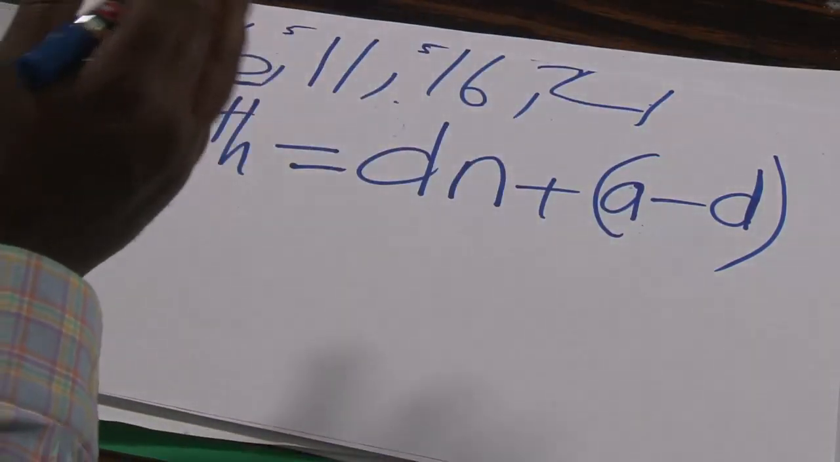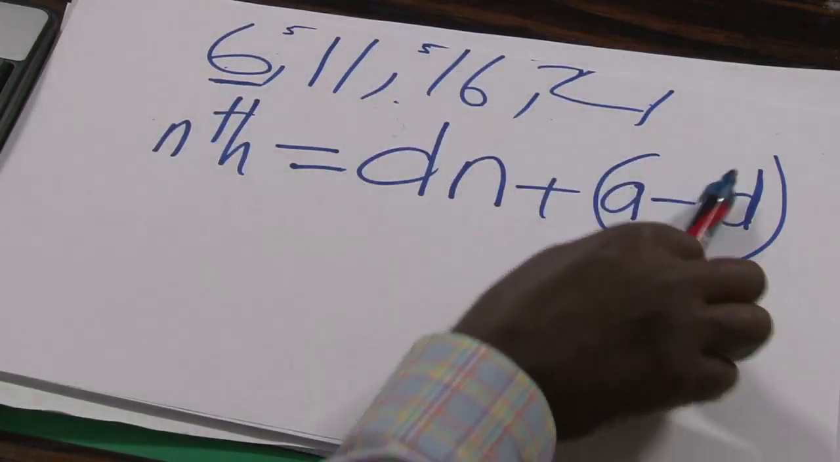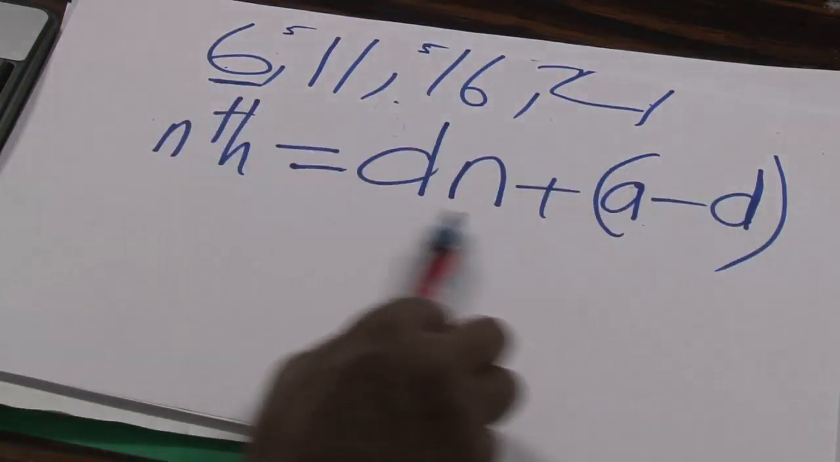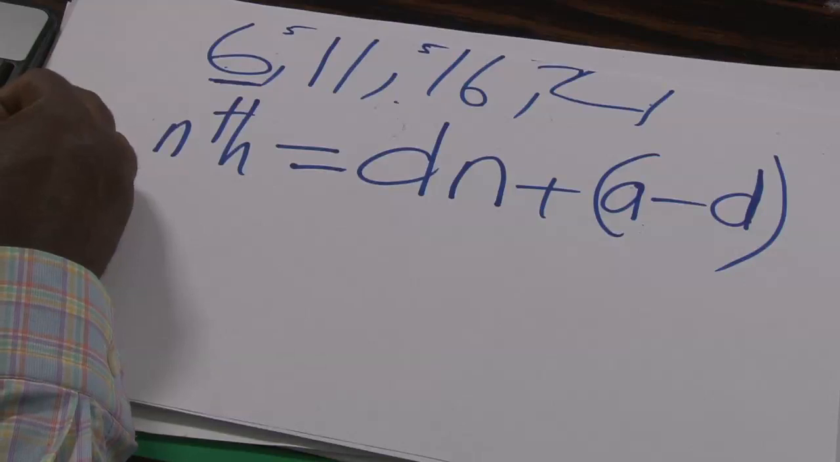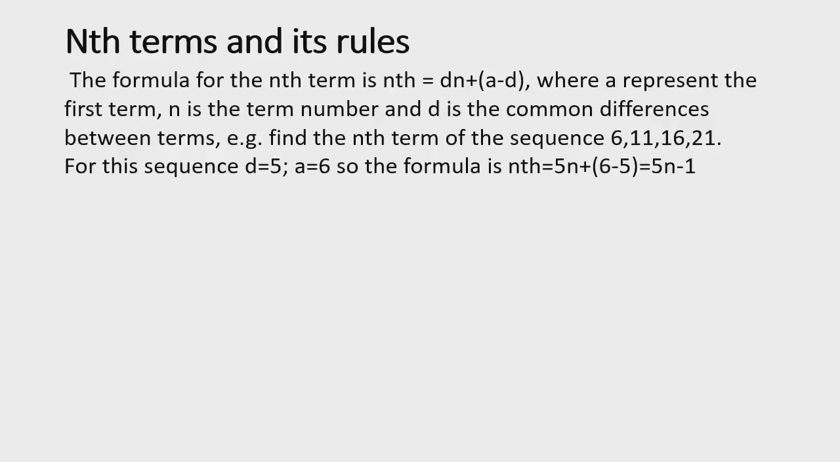So you more or less know what is going on here if you just look at the formula and understand it, which is very critical. Now for this sequence, D is 5, as I said earlier, and A is 6, so the formula for the nth term is 5n plus 6 minus 5, and that is equal to 5n minus 1.